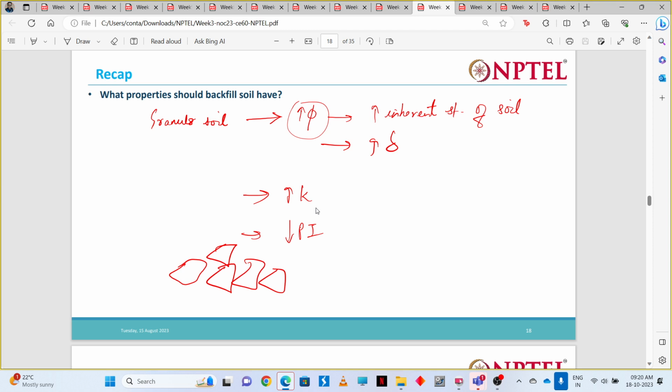It won't allow the water to accumulate, and if water accumulates, you know that there is going to be high hydraulic pressure. So we don't want that. That's why the water should get drained out. So we want the soil to be granular and with high permeability, so that the water drains out easily.